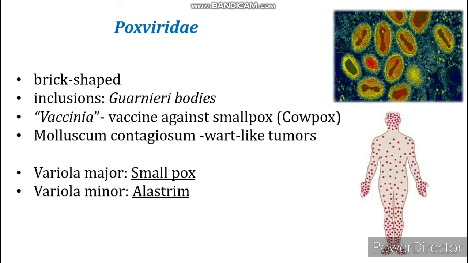Next, you have your Poxviridae. Your Poxviridae is a brick-shaped virus. Ito sila. And then, inclusions are your Guarnieri bodies. Dito na-discover yung vaccine, wherein your vaccinia is the vaccine against your smallpox or yung cowpox na na-eradicate na. And then you also have your molluscum contagiosum, which are wart-like tumors. Kapag variola major, ang tawag doon, smallpox. Kapag variola minor, ang tawag doon, alastrim. Alam ko, nabanggit din to sa immunosero.